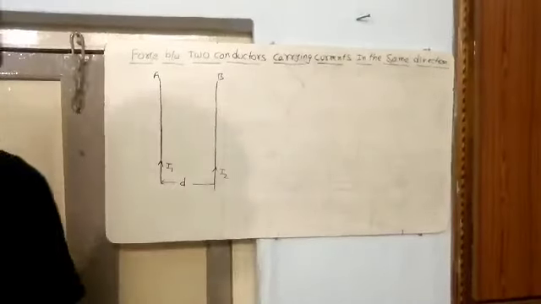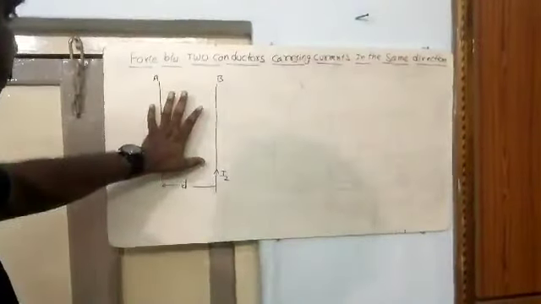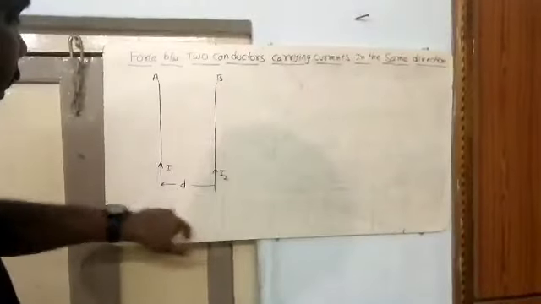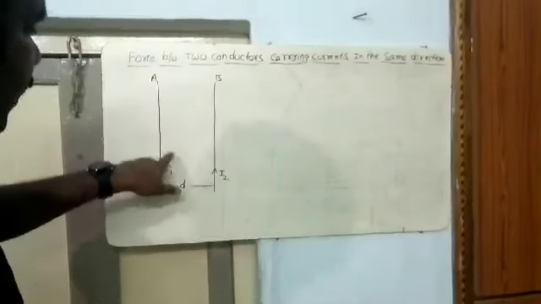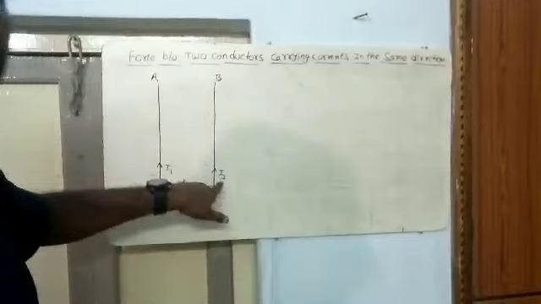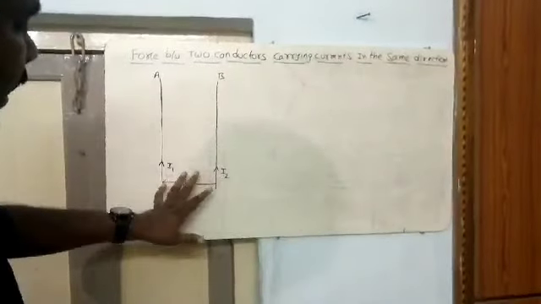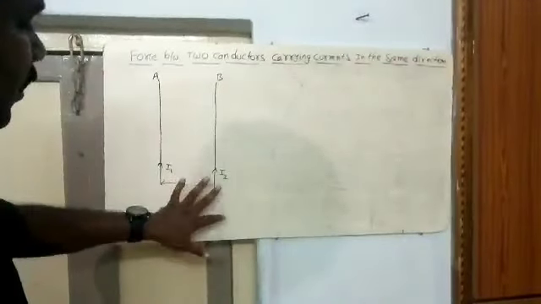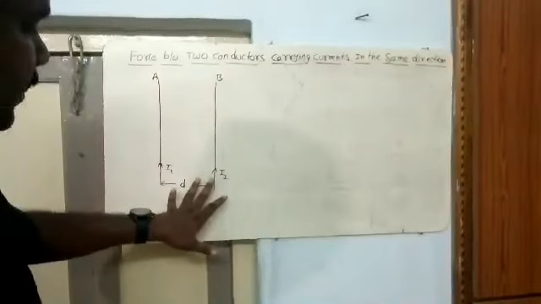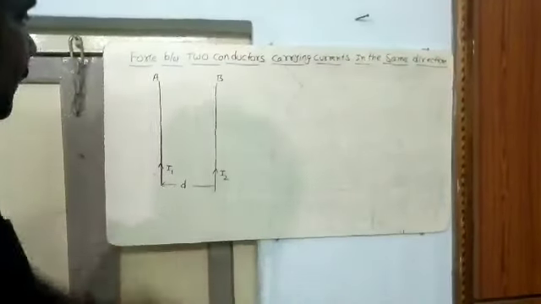Once again, here I am taking two conductors A and B. In A, I1 current is passing. In B, I2 current is passing. And the distance between these two conductors is D.